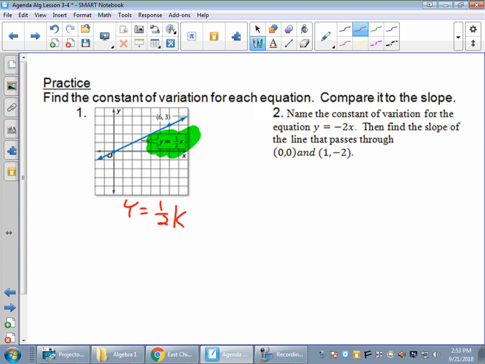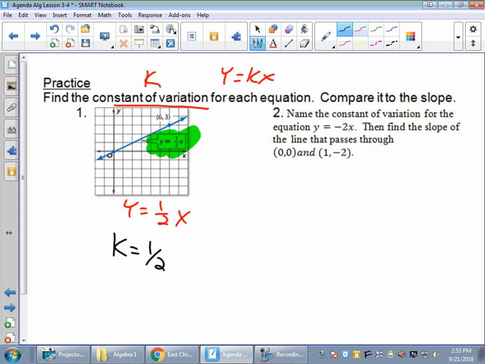So our k value, that's what we're trying to find, the constant of variation. Okay, so we're trying to find the k value, which is our constant of variation, the number in front of x. Remember, the equation is y equals k times x. So in this case, our k value is going to be equal to 1/2. Okay, so that's that part.